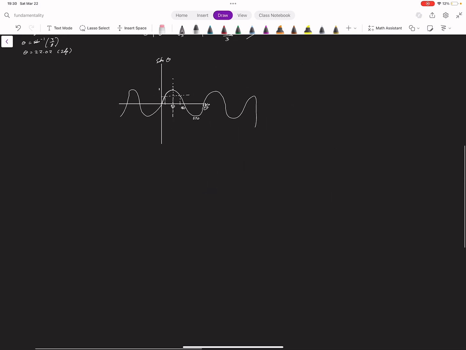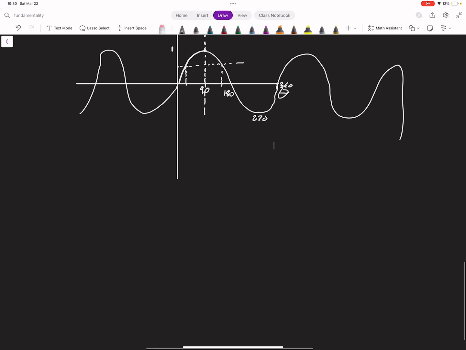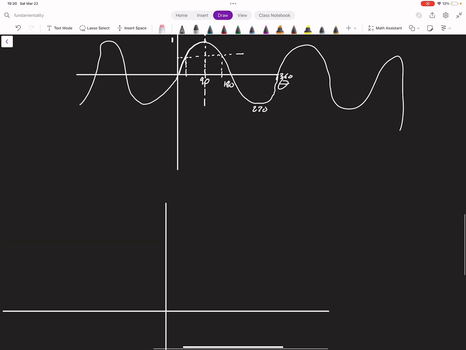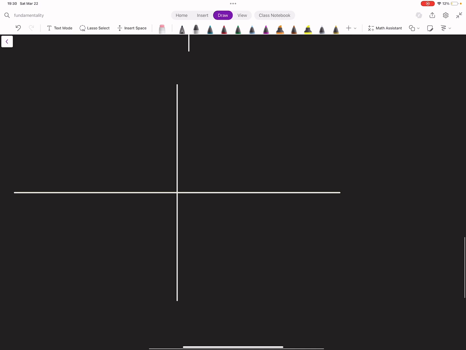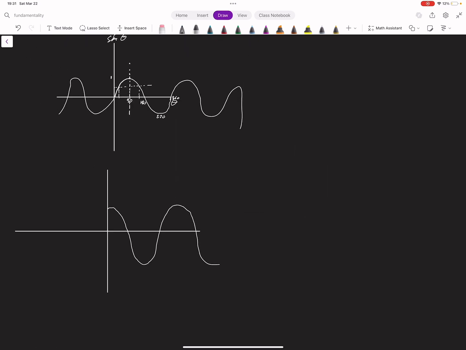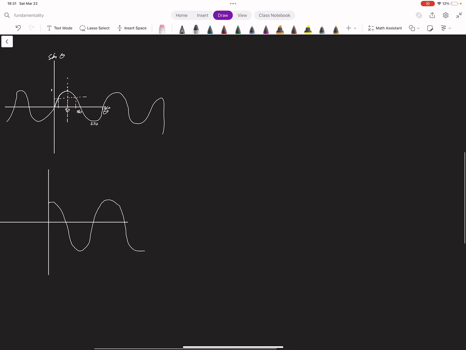Okay. So then what about cos? That basically works the exact same. Something interesting happens every 90 degrees. However, this time you start at 1. The graphs look identical, they're just a shift, a translation of each other. That's it.